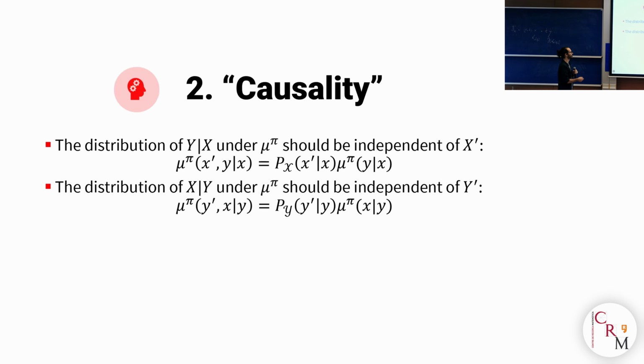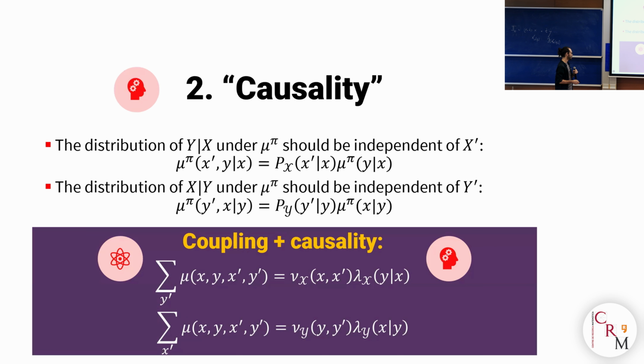And if I fold these two properties together, the coupling and the causality property, then if I put together the two equations, I get this property that says that if I marginalize out y prime from this joint distribution, then what I should be getting is just the marginal occupancy of x prime multiplied by this conditional probability of y given x, some conditional distribution. So what I'm deciphering from this is that if I look at this marginal, then it should have this shape. It should be the product of the occupancy times some conditional distribution.